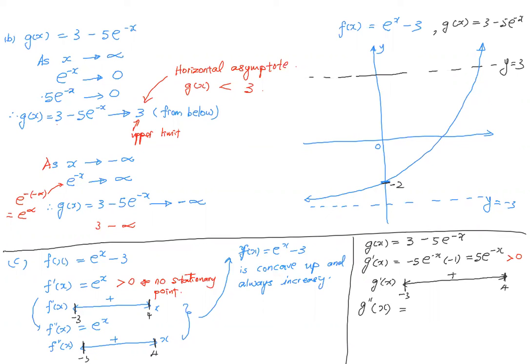So can I straight away write down -5e to the power -x. So for the g double prime x sign diagram, -3 to 4, this one will always be negative. So what does that mean? How do you interpret this geometrically? Can I have someone to help me interpret? Okay, Hafiz?